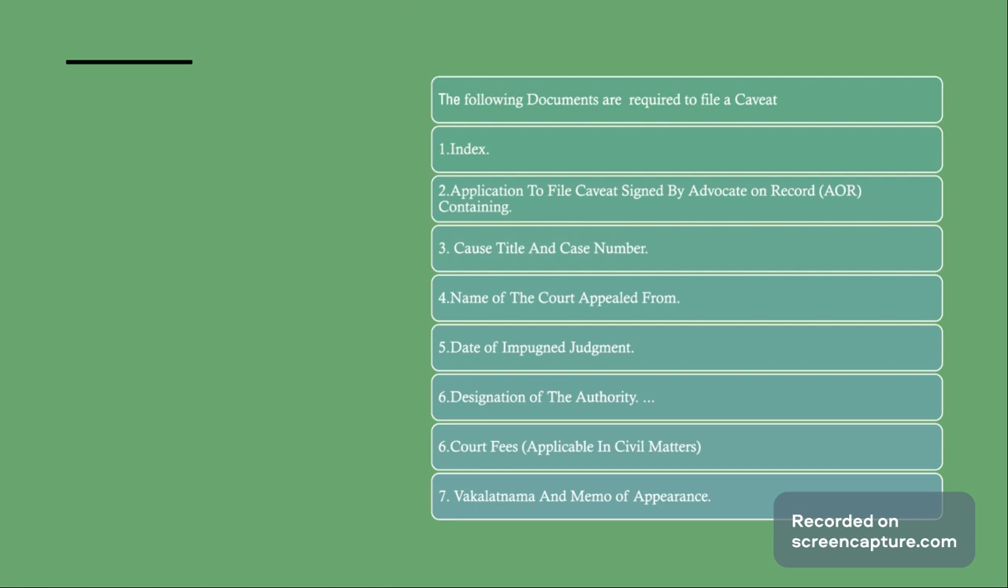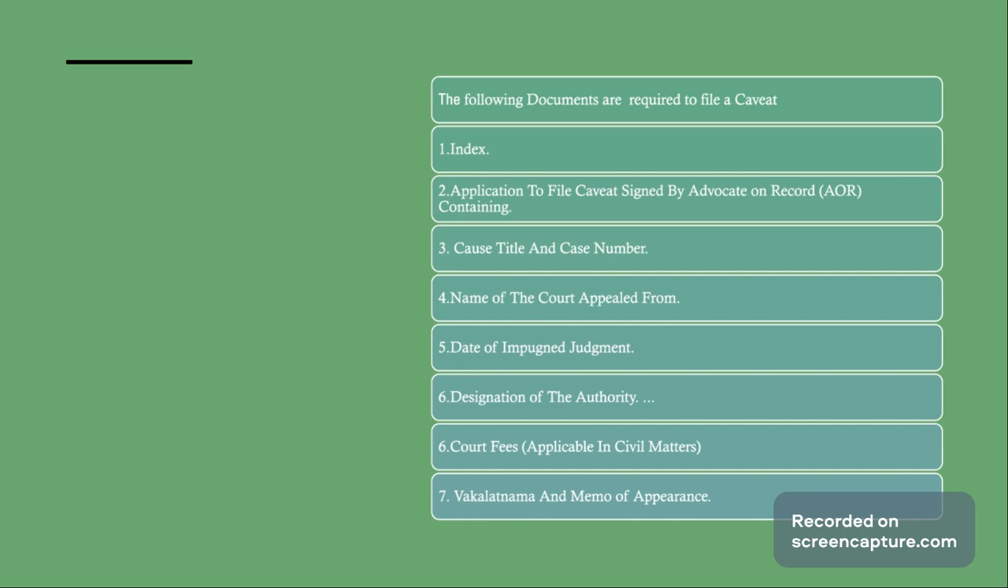The third thing is the cause title and case number. The fourth one is the name of the court appealed from. The fifth one is the name of the impugned judgment, so what is the judgment previously applied. If you see the fourth one, previously you approached some court, so what is the court? And the sixth one is the designation of the authority. The next one is court fees.